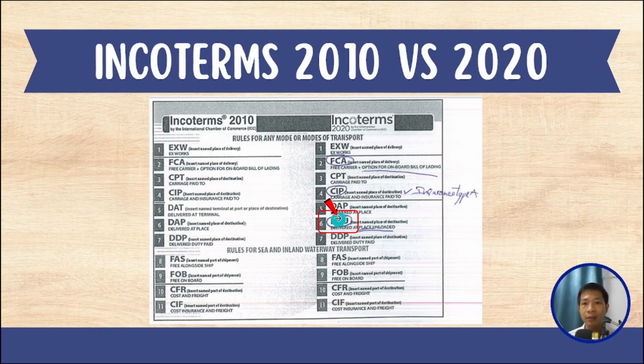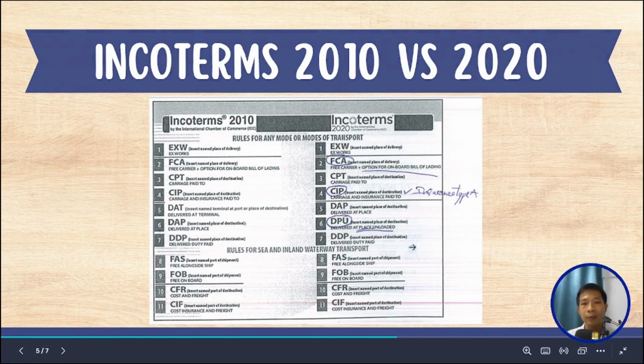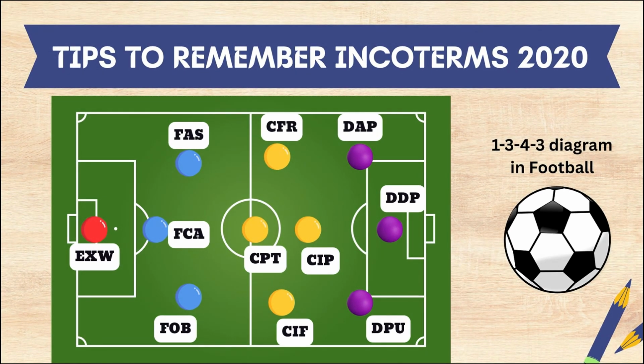And the third point is the DPU. In Incoterms 2010, it used the term DAT. By Incoterms 2020, it completely changed DAT to DPU. It added the scenario of delivery at a point where the goods have been unloaded from the transport vehicle. Alright, that's the basic part. Next, I will show you a tip, a way to remember.